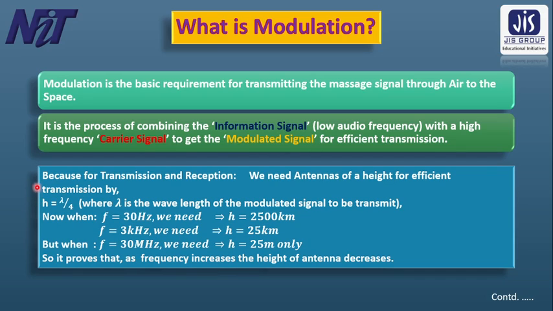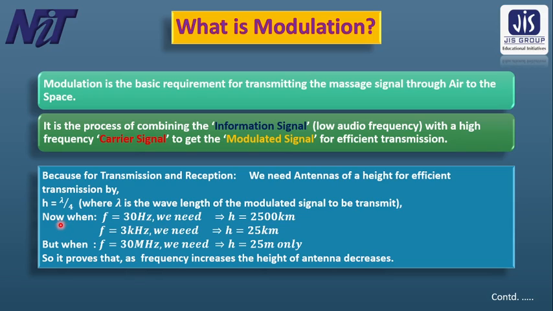So let's take an example of why we need modulation. For transmission and reception we need an antenna, and its height for efficient transmission is given by the formula lambda by 4, where lambda is the wavelength of the modulated signal to be transmitted.